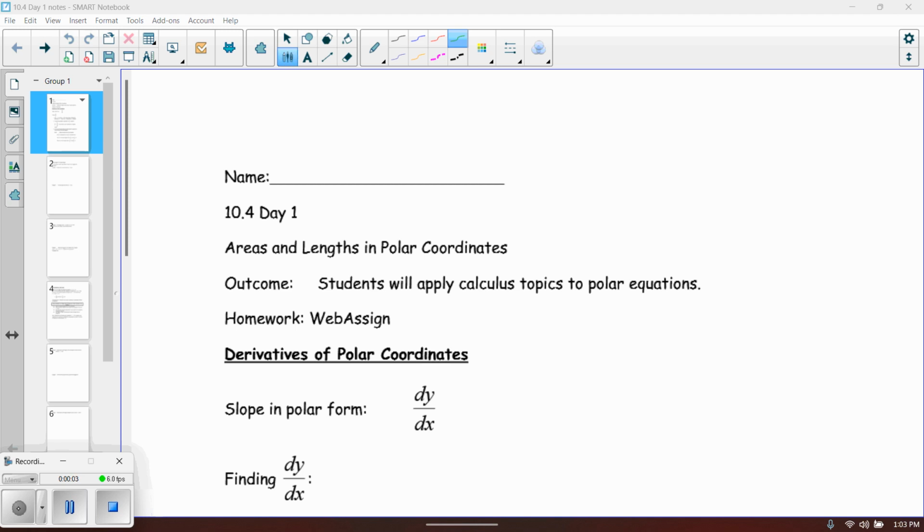Okay, so this is going to be section 10.4. We're now going to be talking about the areas and lengths in polar coordinates. In order to do that, we need to start talking about the calculus that's going to be used. This section is pretty involved. Definitely involves a lot of trig because we're talking about polar.